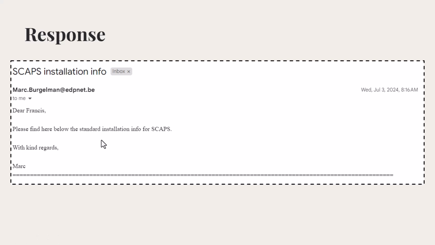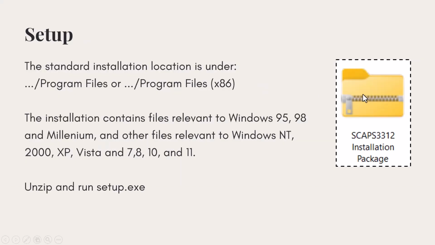Once you get access to the actual software, you should be able to download it, and it comes in a zip format like this. Once you download this software, you unzip it, and you are expected to save it to this location, the Program Files or Program Files (x86). Now, once you install this software, it should be able to run on Windows 98, 95, Millennium, Windows NT, Windows 2000, Windows XP, Windows Vista, Windows 7, Windows 8, Windows 10, Windows 11, and even the most recent Windows.